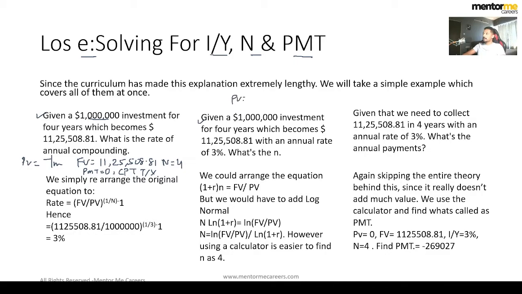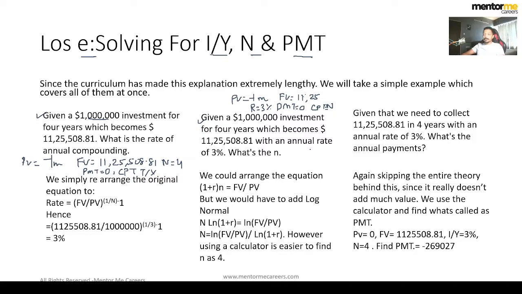So PV is 1 million, right? Minus, make sure that present value is always negative. You don't want to make that mistake. Future value, same as before, 1,125,508.81. And the rate is given as 3%. PMT is 0. And you need to compute N. There you go. So that's how you will find it out in the calculator.